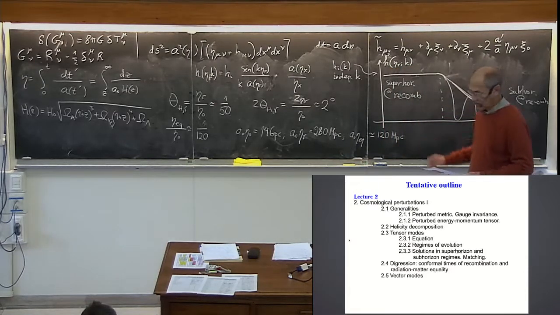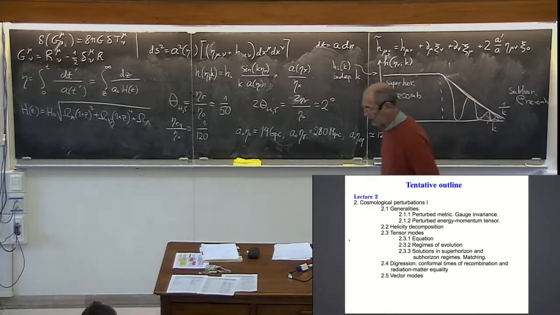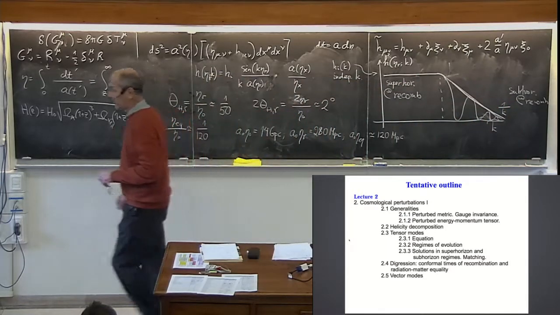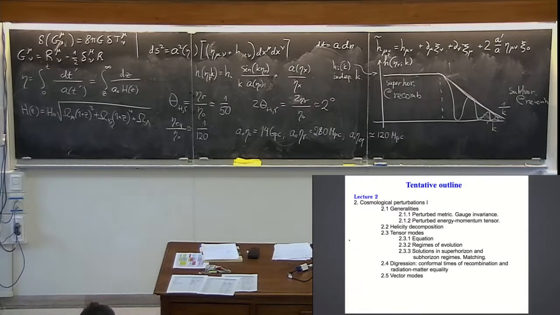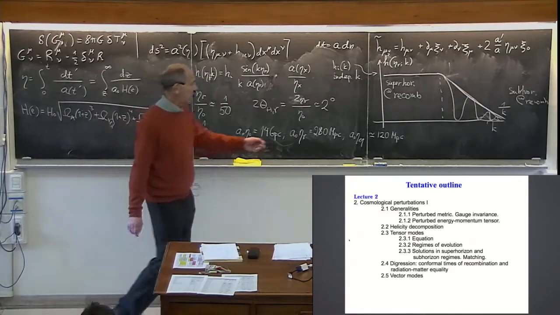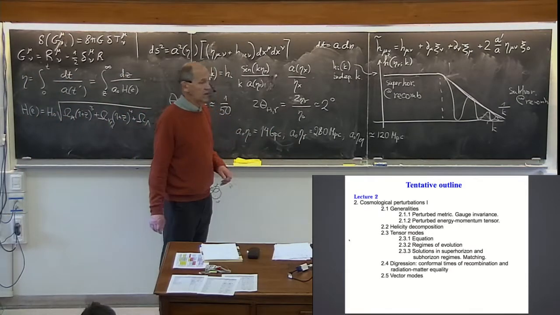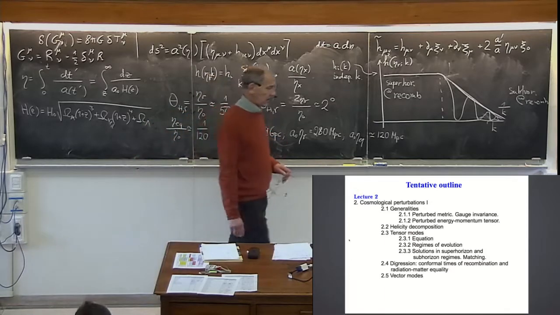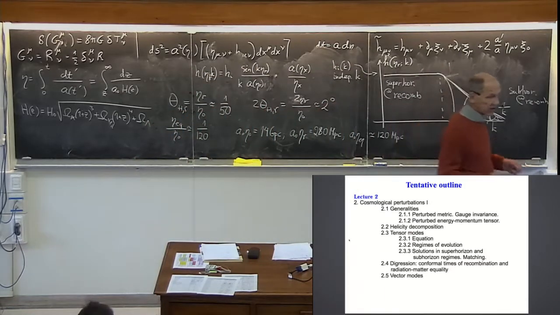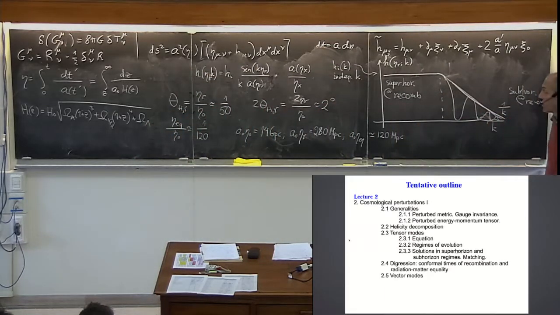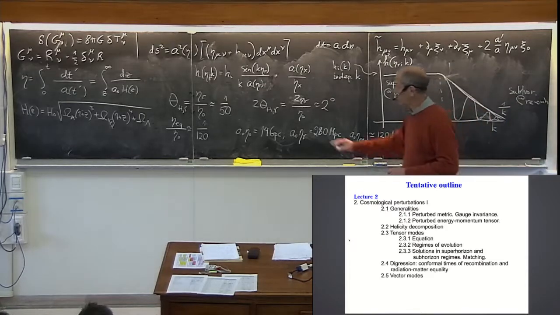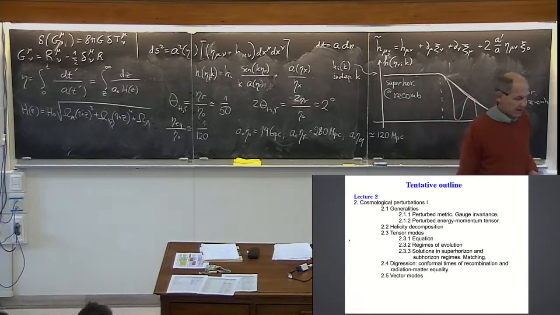So the perturbations whose wavelength is shorter than, say, 120 megaparsec today entered horizon at radiation domination stage, whereas those which have wavelengths greater than 300 megaparsec today, they entered the horizon very recently, after recombination. Those are useful numbers to understand.